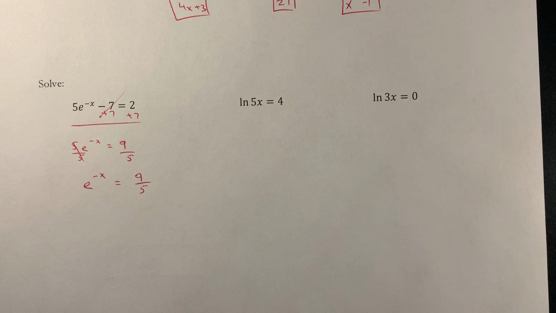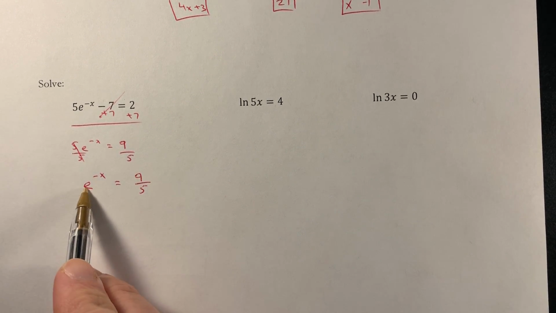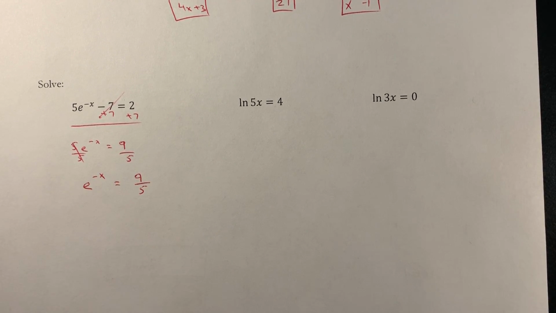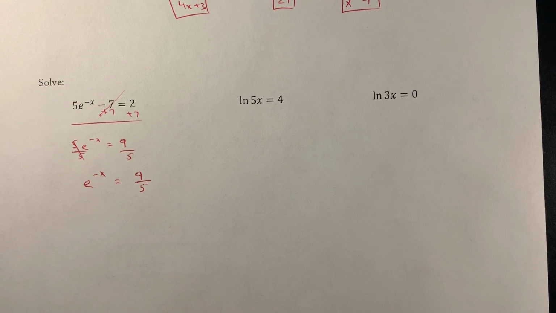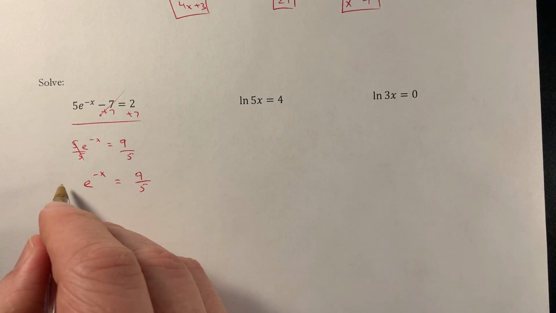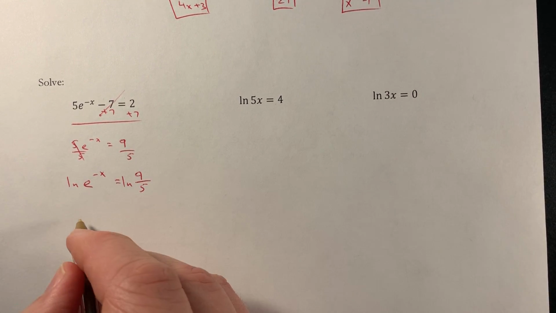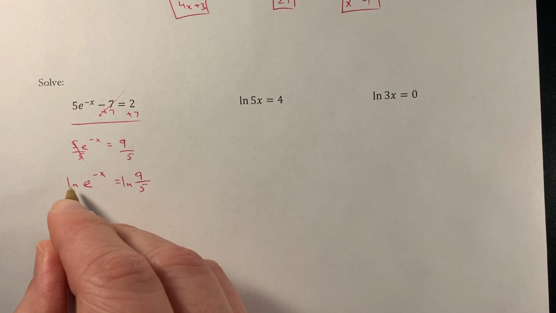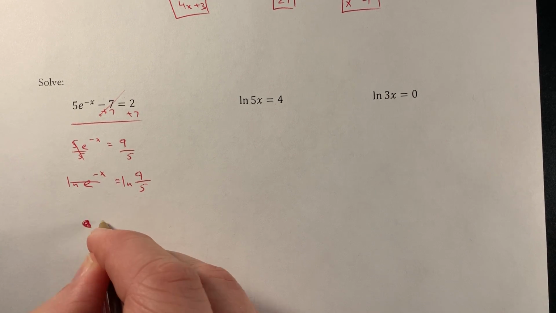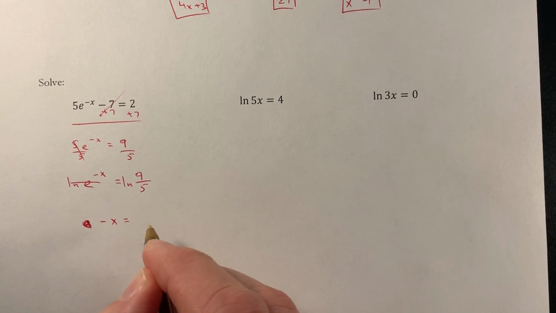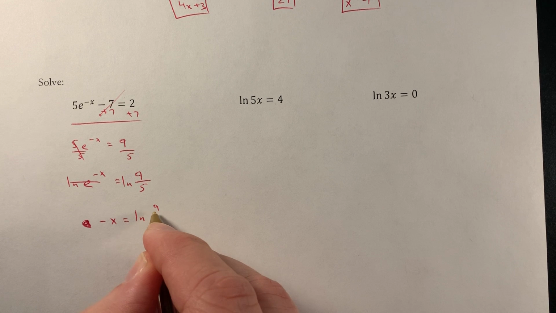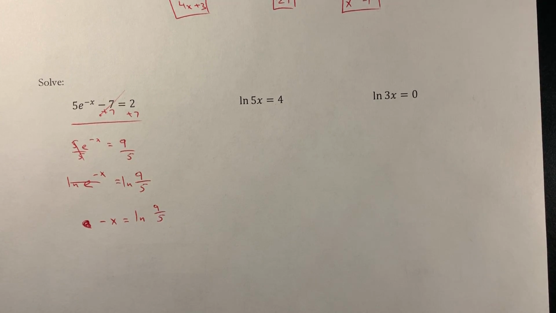9/5. Now I need to cancel out this e, so I just have negative x on this side. So the way I'm going to do that is do natural log of both sides. So I'm going to do natural log on each side. So I get e to the negative x, I'm sorry, that canceled. So actually I just get negative x equals natural log 9/5.